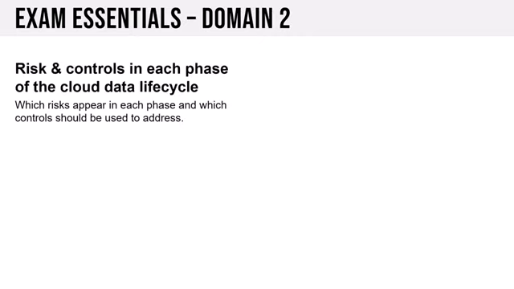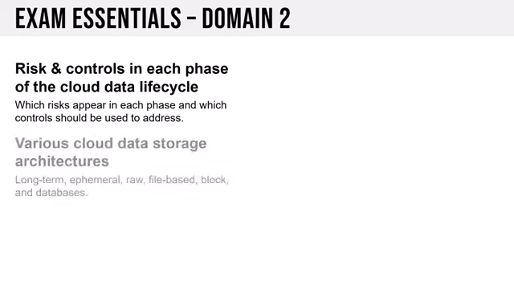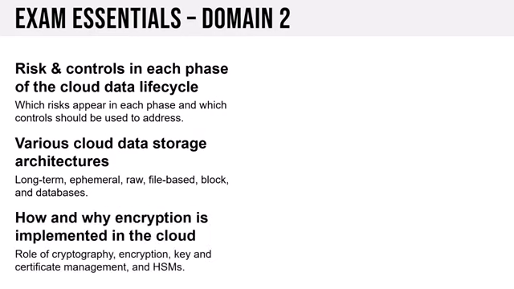Let's take a quick look at the exam essentials, those areas the official study guide says will factor prominently on exam day. We have risk and controls in each phase of the cloud data lifecycle, which risks appear in each phase, and which controls should be used to address them. Various cloud data storage architectures. We touched on these in the building blocks in Part 1. We'll expand on that coverage here in Domain 2.